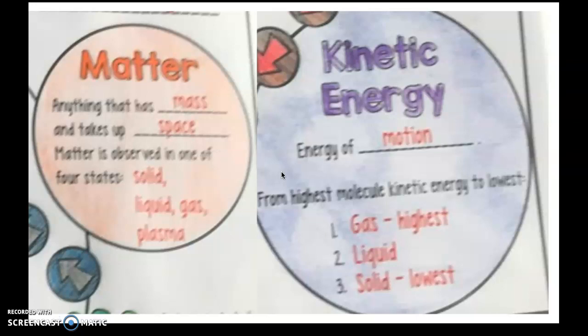And then let's talk about kinetic energy, because this plays a main part in why we have the different states of matter. Kinetic energy is the energy of motion, from the highest molecule to the lowest as far as kinetic energy goes. Gas has the highest amount of kinetic energy, liquid has the second highest, and solid has the lowest amount of kinetic energy. We're going to learn today that the amount of kinetic energy that's input into matter is going to impact what state the matter is actually in.